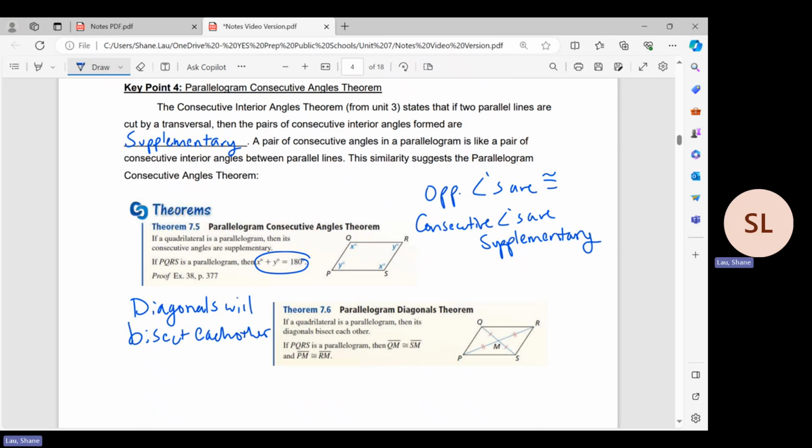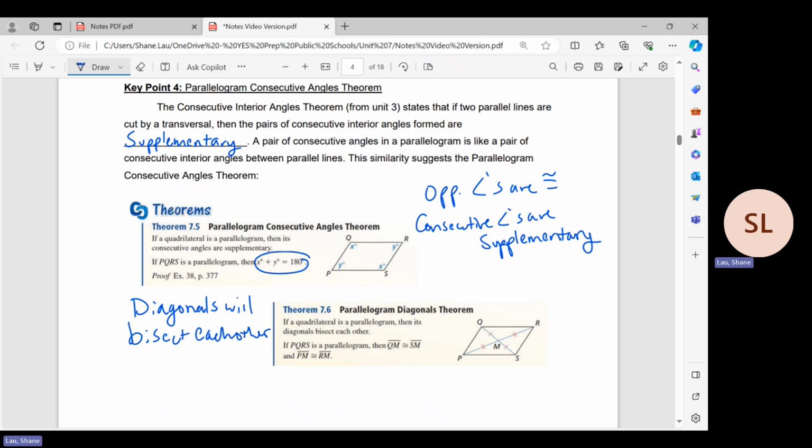Remember, to bisect something means to cut into 2 congruent pieces. Well, if the diagonals are going to directly bisect each other, it's directly cutting them in half. That's why we see PM is congruent to MR and QM is congruent to MS. Okay, in my mind, again, it just makes sense to me.